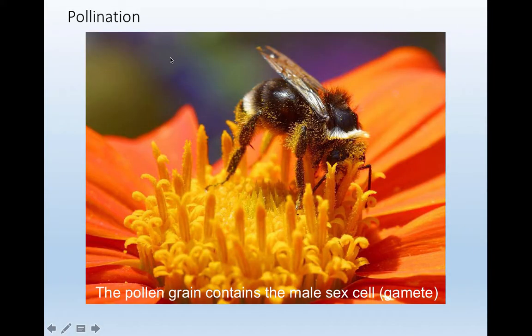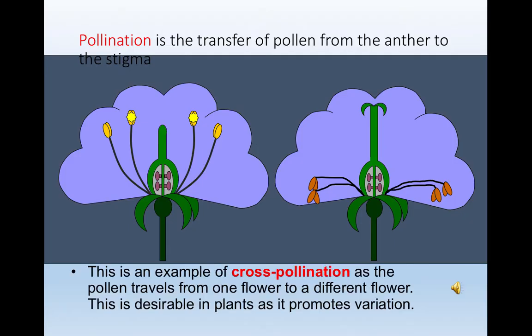We have this seed here. Okay. We're going to go through some of the things that have to happen for this pollination. So the pollen grain contains the male gamete. Okay. So we have our seed, and we have the seed coat, the embryo, and the endosperm. During pollination, we have the transfer of pollen from the anther to the stigma.